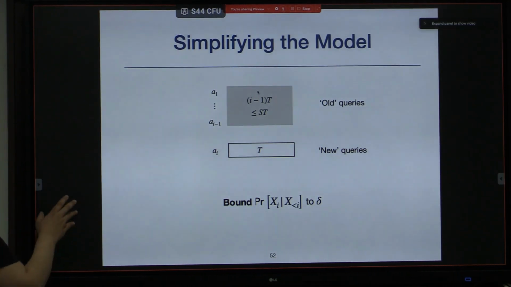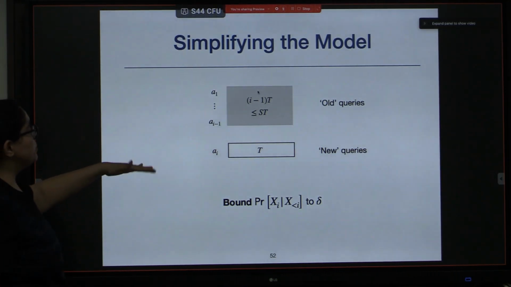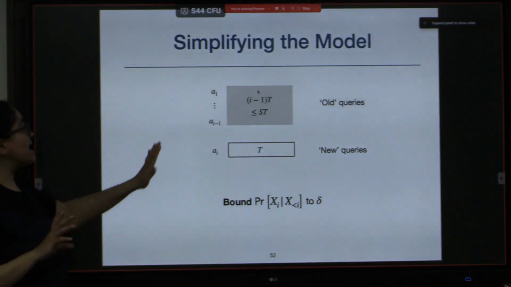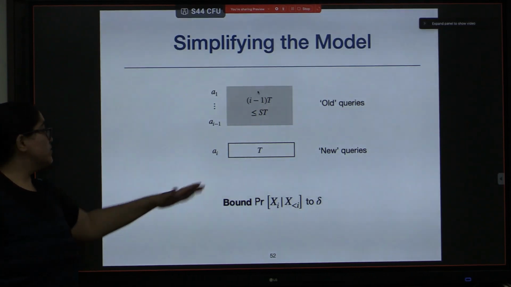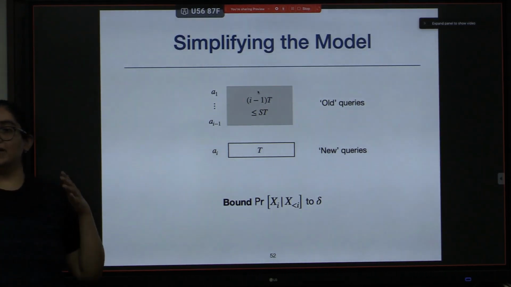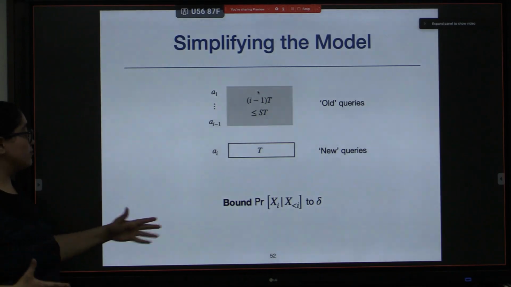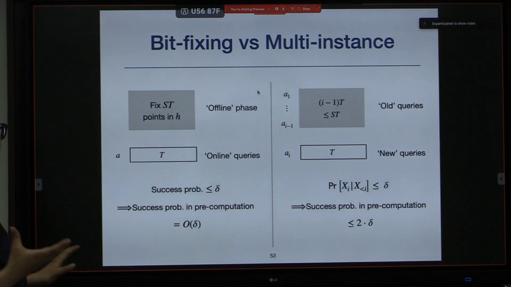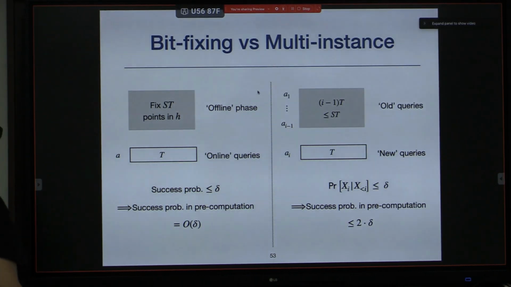Anyways, what I want to say is you can view this as: in the ith instance you have made at most ST queries, then you get this challenge, and then you get to make T queries, and you have to bound this to delta. This is our objective. It is very similar to the bit fixing model. There you had an offline phase where you got to fix ST points, and then you got the challenge, and you got to make T queries, and you had to find the collision.